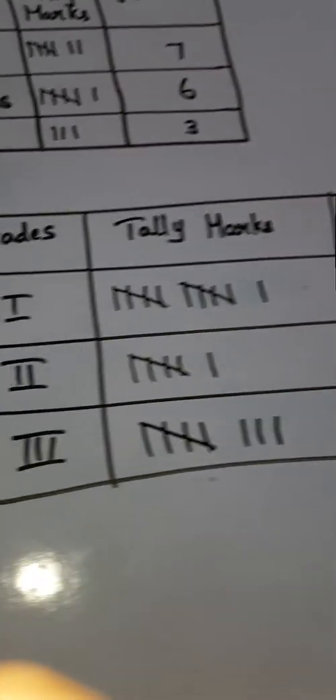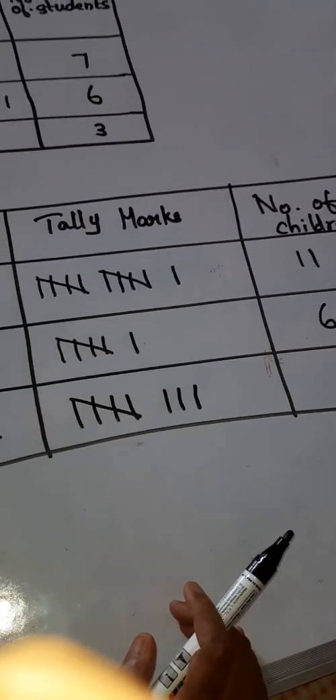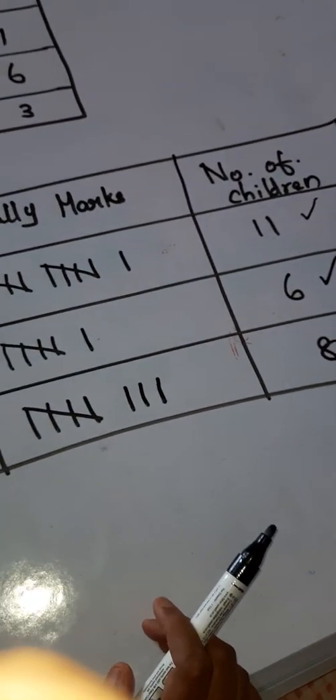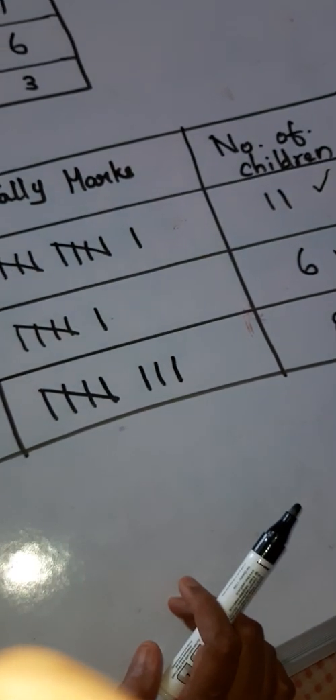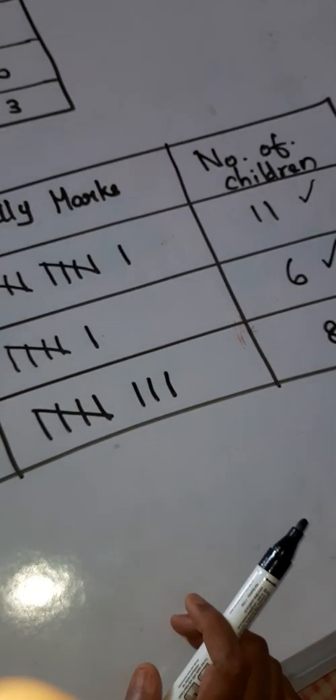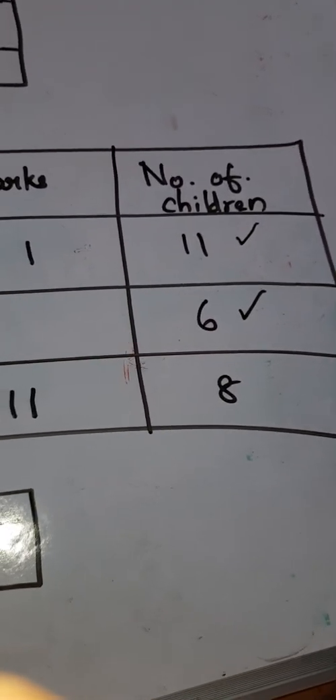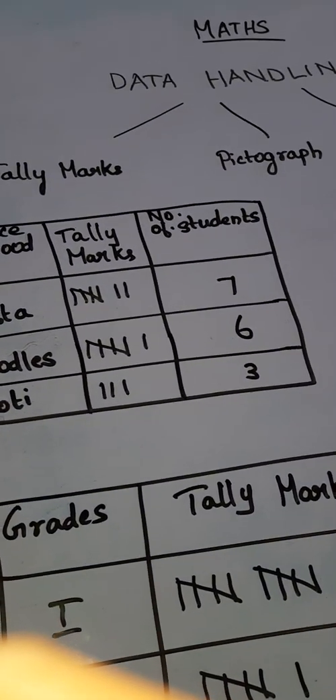Here again the possible question: which grade has the maximum number of children? You can say grade 1 because the count is 11. Which grade has the minimum number of children? We can say grade 2 because the number is 6. And how many more children are studying in grade 1 compared to grade 2? Here we need to subtract. The count is 11 minus 6 equal to 5. So these are the possible questions on tally marks in data handling.